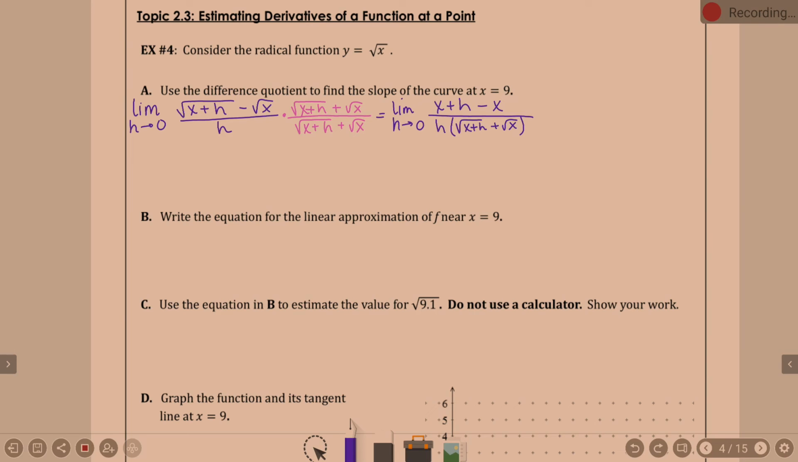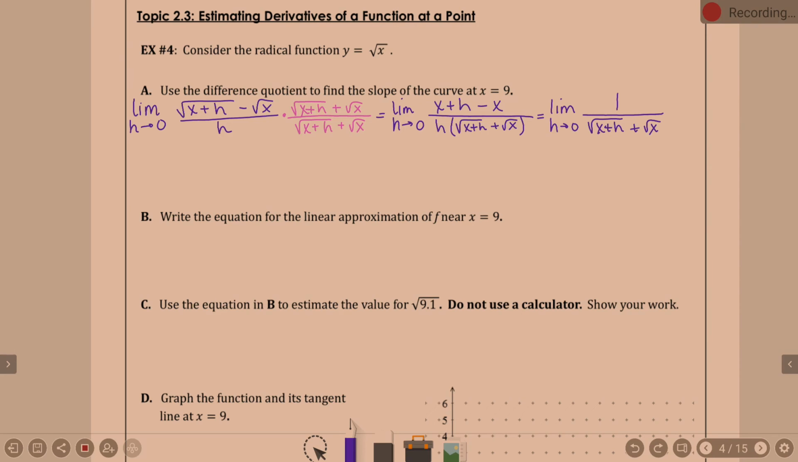I'm going to keep cleaning. Limit as h approaches 0 of 1 over square root of x plus h plus square root of x. You guys okay with that? X minus x cancels. Yeah. And then you'll have an h and h that cancel, right? Yeah. So 1 over square root of x plus h plus square root of x.